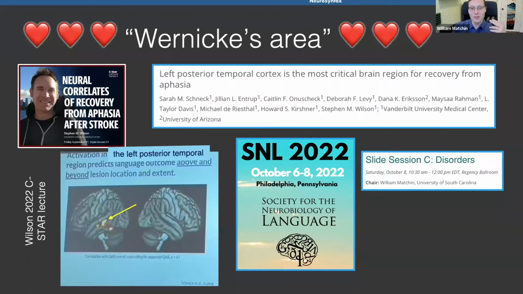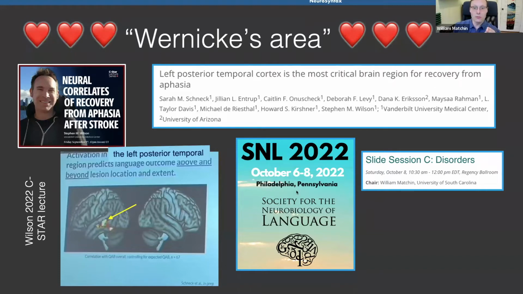And if you were tuning into the most recent C-STAR lecture by Stephen Wilson, he presented data from one of his trainees, I believe her name is Sarah Schneck. This is work looking at recovery of chronic aphasia. What they find is that if you look at functional activation to a language mapping task, and ask what kinds of activations explain recovery in aphasia above and beyond the effect of the lesion itself, then it's the posterior temporal lobe activation that predicts that, pretty singularly among all other potential regions. So in this region, not only does damage predict deficits, including critically in comprehension, but residual activation, which may be an index of functionality that's not necessarily captured by the lesion, is also very indicative of aphasia recovery.